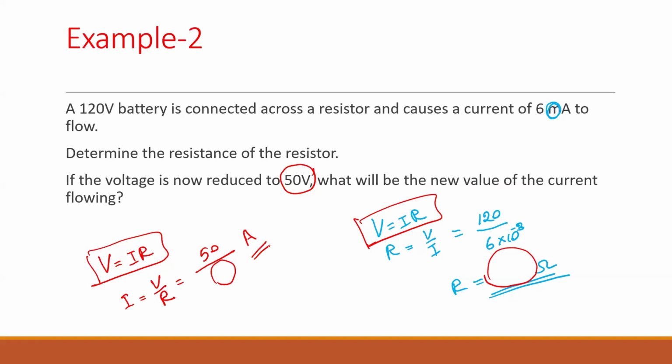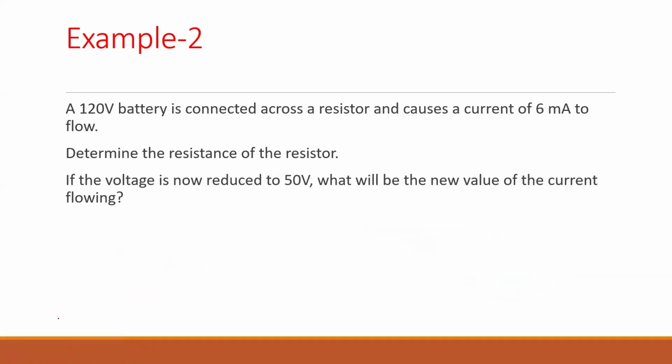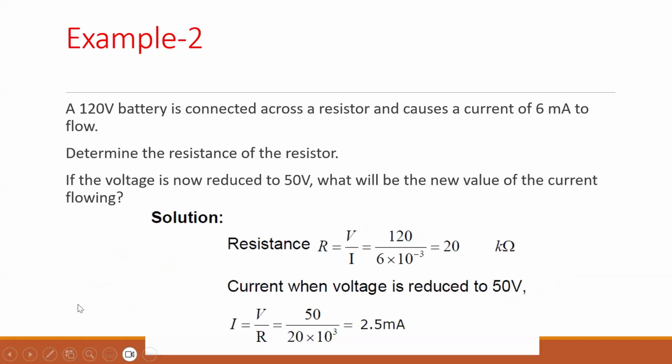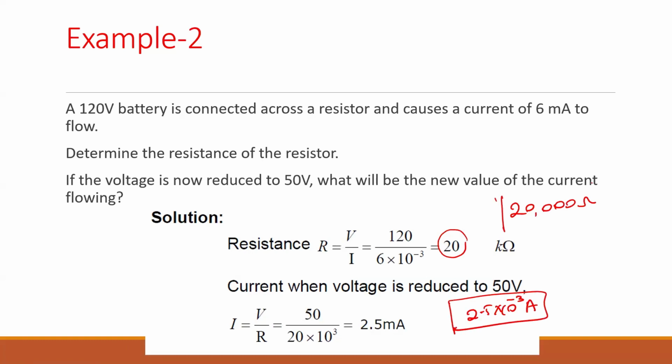What did you get? Did you get these two numbers? 20,000 ohms, and here you have 2.5 times 10 to the negative 3 amps. Are these values right? Okay, yep, that's good. Anyone have any questions?